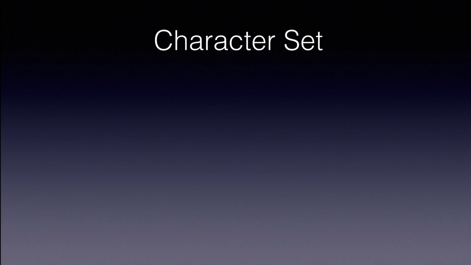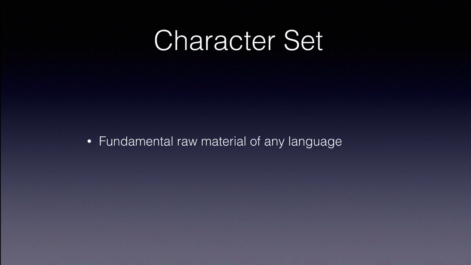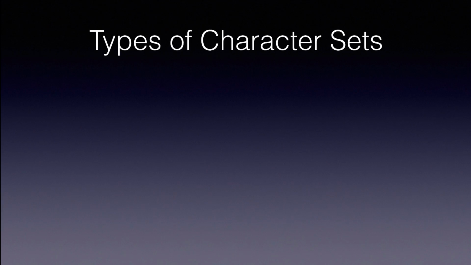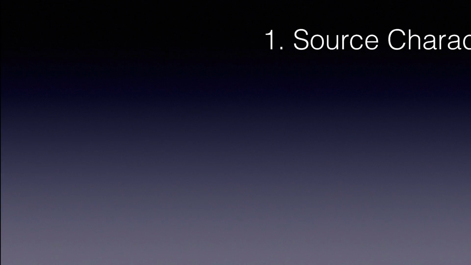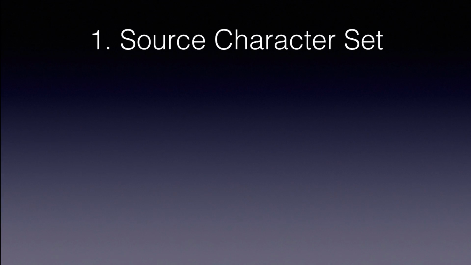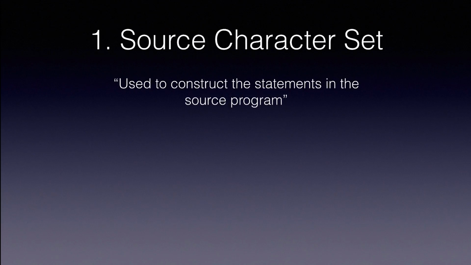Character set. It is the fundamental raw material for any programming language. It is used to represent the information. In other words, the set of characters used to construct the program statements are called character sets. Let me repeat this point. The set of characters used to construct the program statements are called character sets. Types of character sets: source character set, execution character set. As I said earlier, these are allowed characters to write a program. It's used to construct the program statements.